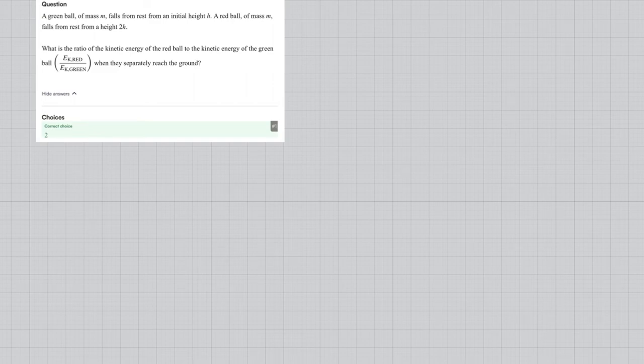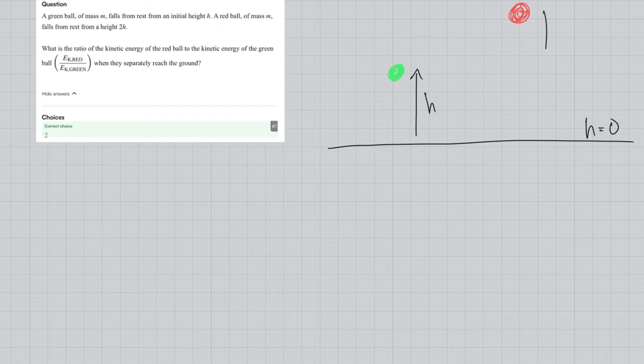So we have a green ball, and we have a red ball. Let's draw the ground first. So here's our ground, that's our height equals 0. We're going to have a green ball, and we'll draw it here. And we have a red ball, which is basically twice the height. So this has a height of h, and this has a height of 2h, and both of their masses are the same, mass m and mass m.